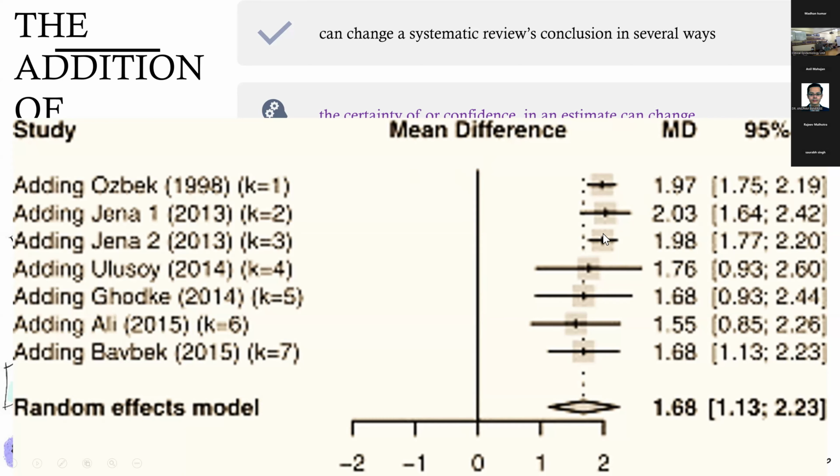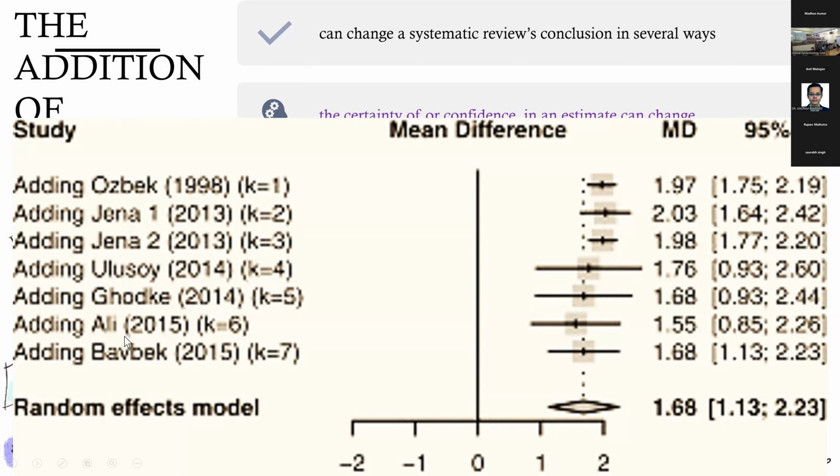The second was 2, but the second study is not just the second study alone, it is the data of Osbeck plus Jenna. This is called cumulative meta-analysis. The third study was Jenna part 2, hopefully with a different number of patients. This was 2013, and when you added it, it came to 1.98. So if you had stopped the review here, you would say yes, the treatment appears to be highly effective. But then there was Ulusoy. When you added Ulusoy, suddenly the effect estimate has come down and the confidence interval has become wide.